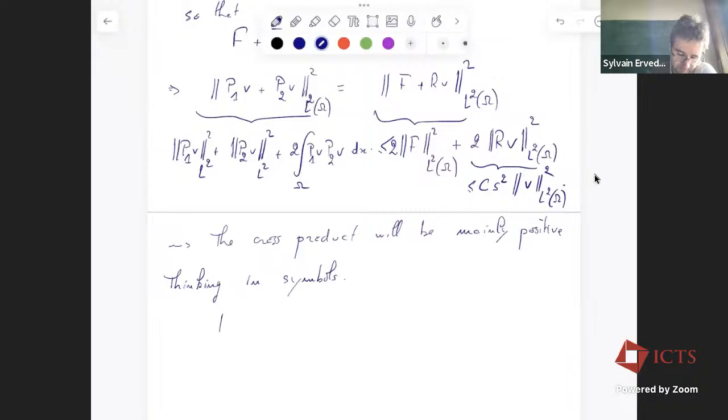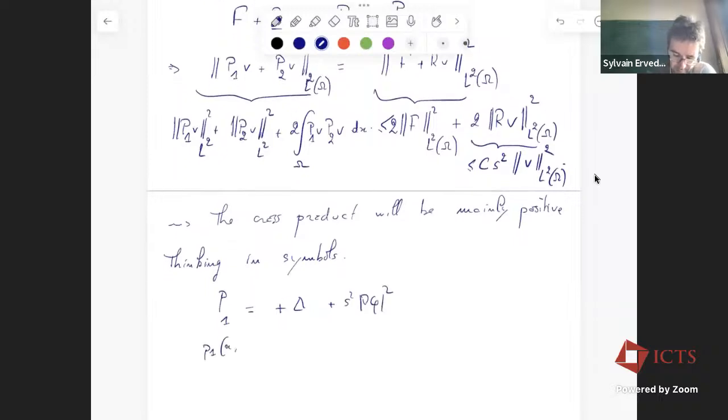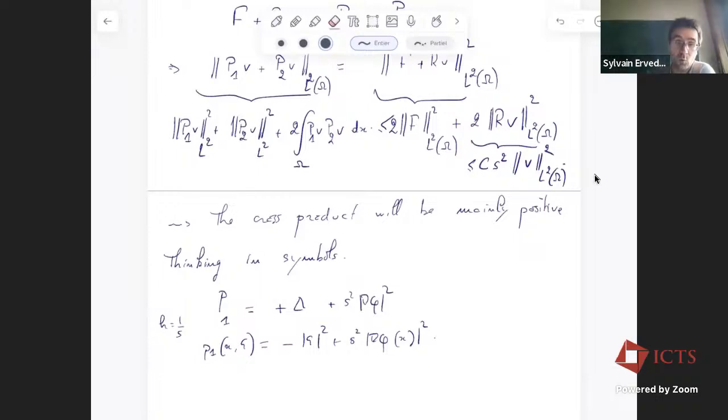So P1 is the operator which corresponds to minus Laplacian, sorry, plus Laplacian plus S square gradient of phi square. So the symbol would be P1 of X, psi, equal to minus psi square plus S square gradient of phi of X square. And if you put a scale H equal to 1 over S, this S square would be like 1 over H square. And then you should have something like that, right?